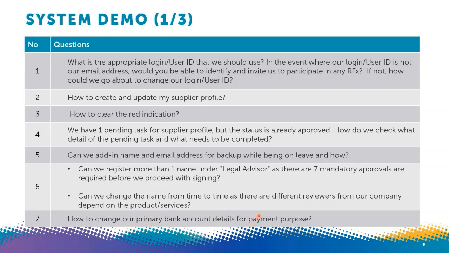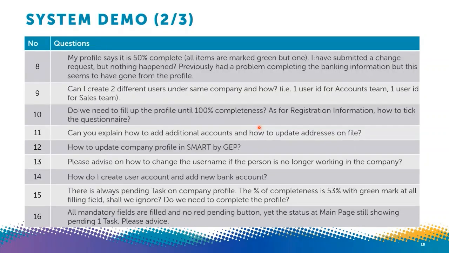And there are a lot more questions on the completion of your supplier profile itself. So you see the rate indication, you see the percentage of your profile is not 100%. Your profile status is not in approved status. So my profile says it's 50% complete. Can I create two different users on the same company, and how? This one I'll also do a demo on.